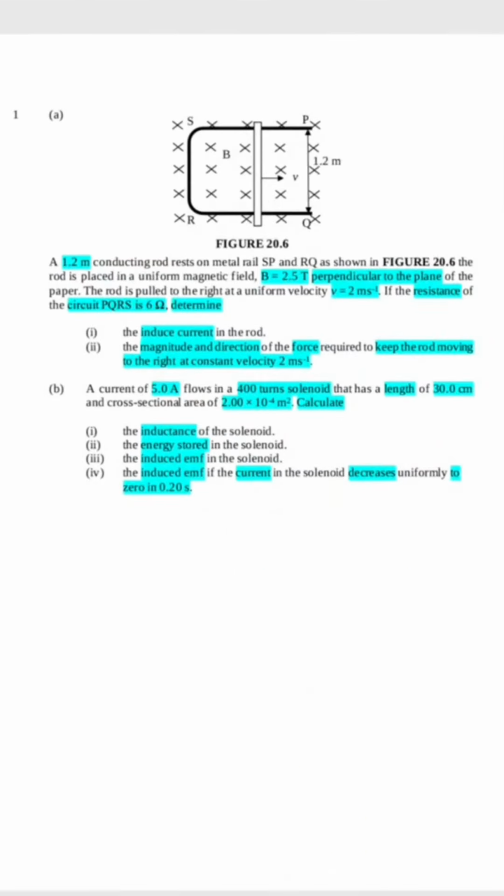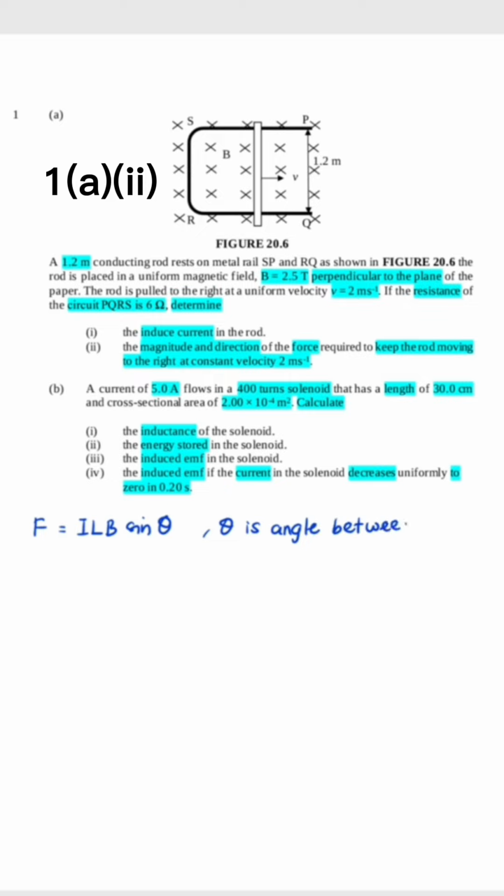Okay, now we're going to proceed to the next question, number 1A2. This question asks us to determine the magnitude and direction of the force required to keep the rod moving to the right at constant velocity 2 m s to the power of -1. To answer this question, we need to use the equation F equal to ILB sine theta. So theta here is the angle between vector B and vector v. So it should be theta 90 degree for this situation.